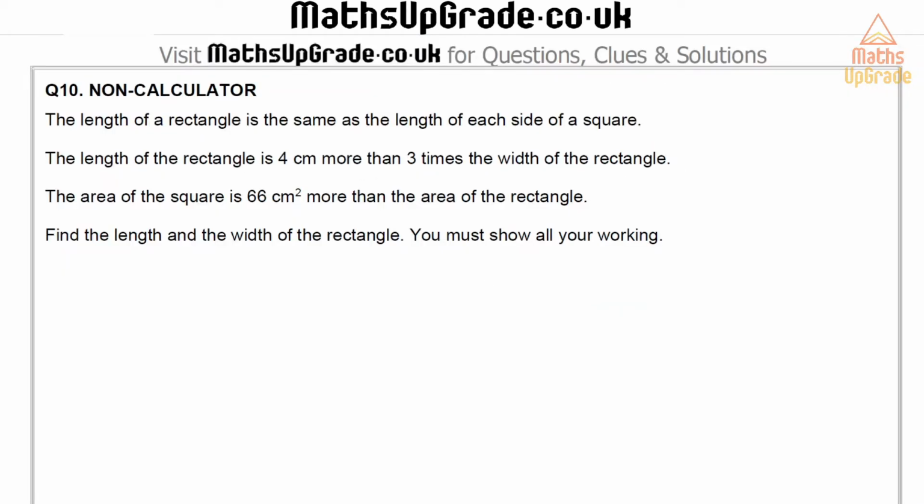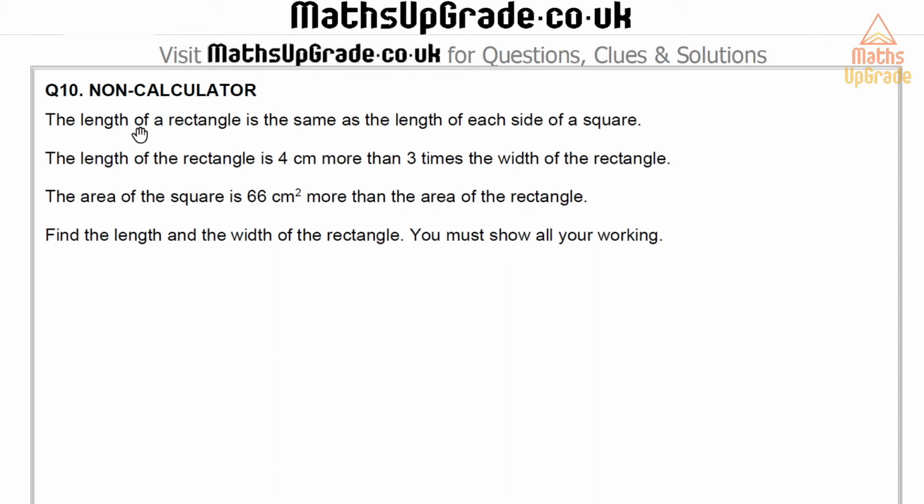In question 10, we're given a lot of information. We're told that the length of a rectangle is the same as the length of each side of a square. The length of the rectangle is 4 centimeters more than 3 times the width of the rectangle, and the area of the square is 66 centimeters squared more than the area of the rectangle. We need to find the length and width of the rectangle, showing all our working.